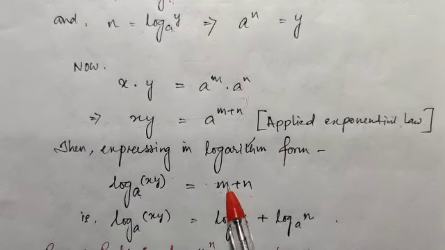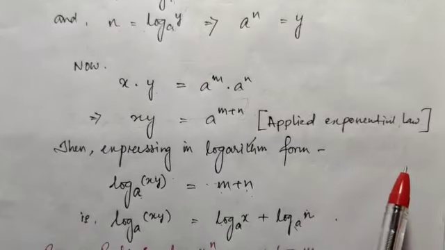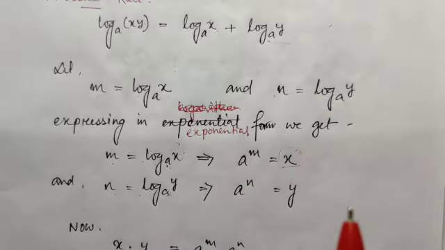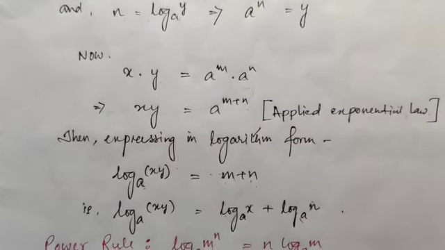Now what value have we considered for m? That is log x with respect to base a, and for n we have considered log y with respect to base a. Okay, so this is the proof for the multiplication product rule. The quotient rule you can prove in the same manner.